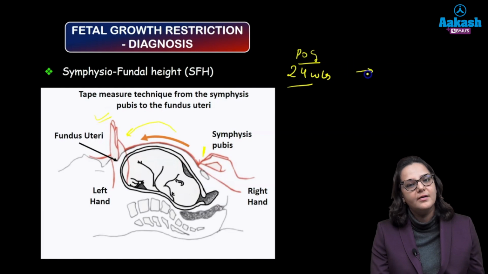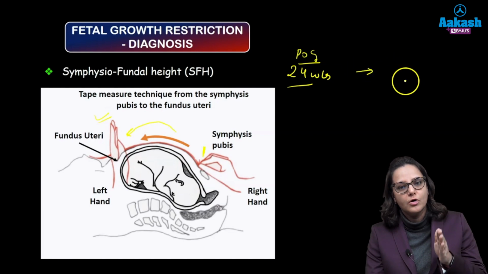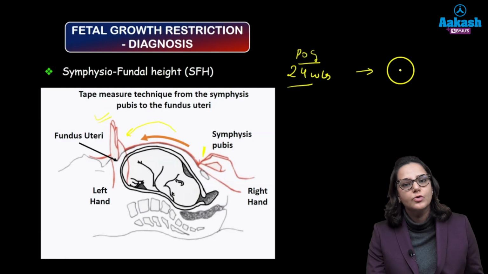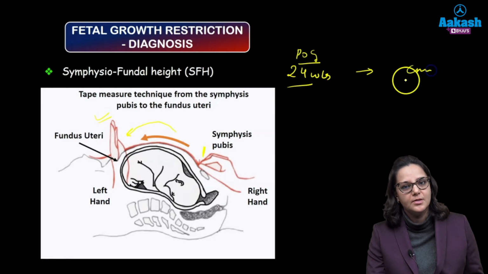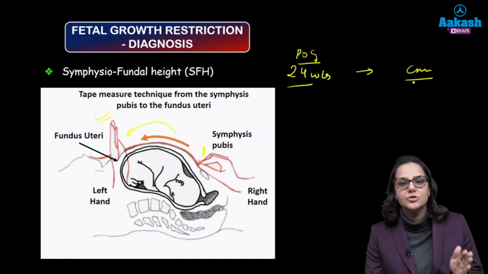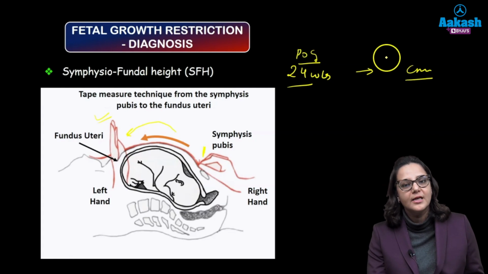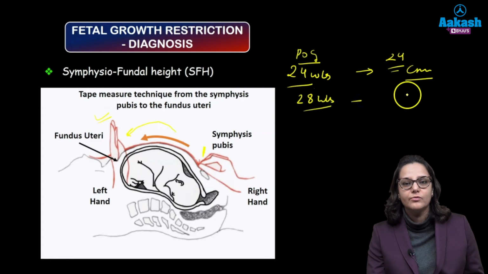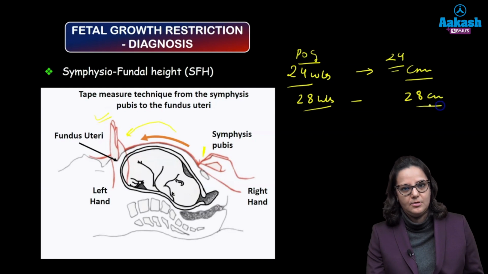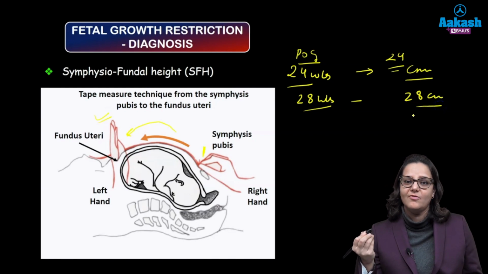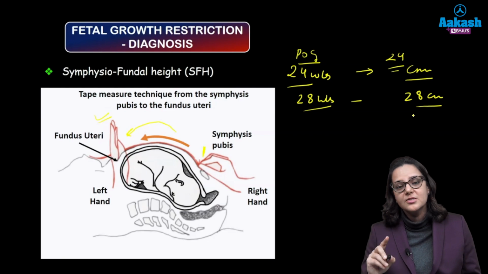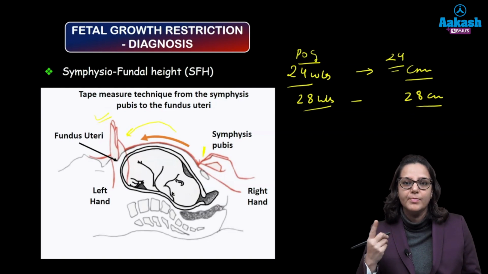From 24 weeks of gestation onwards, this fundal height is going to correspond in centimeters with the tape. If the patient is 24 weeks pregnant, the tape is going to show 24 centimeters for the height of the uterus. Similarly, at 28 weeks, the height of the uterus should be 28 centimeters. This is how we measure the symphysiofundal height. Before measuring it, a very important thing is that we ask the patient to pass urine and come, because otherwise it is going to give us a false value.